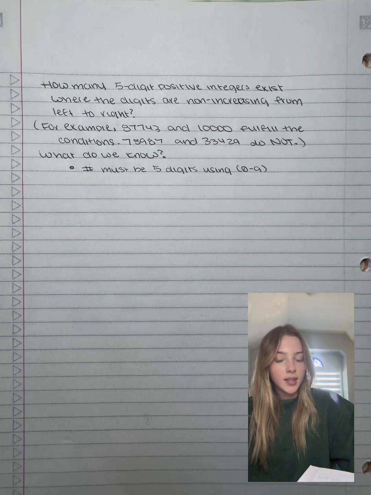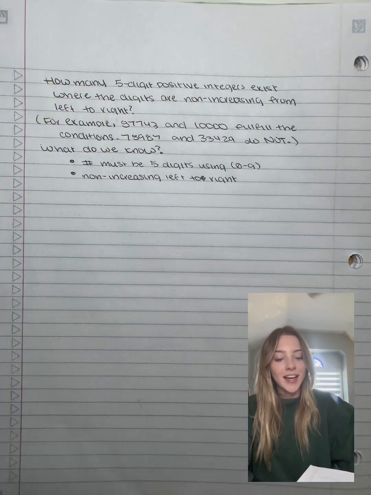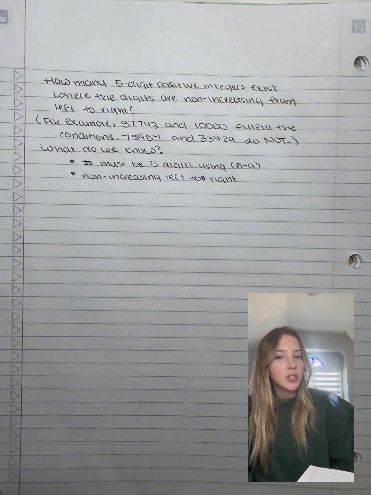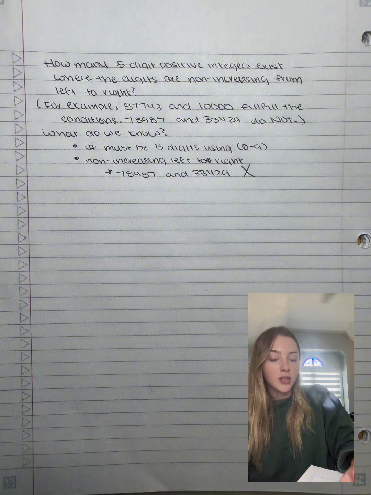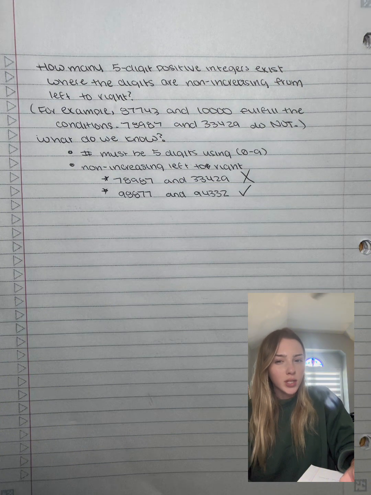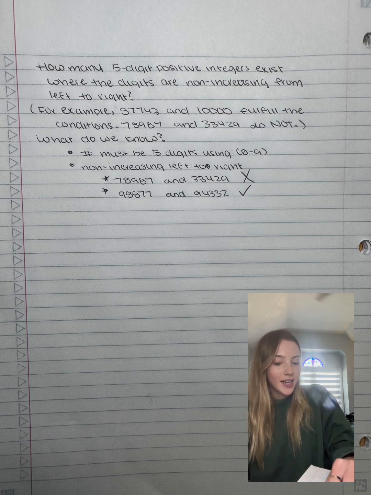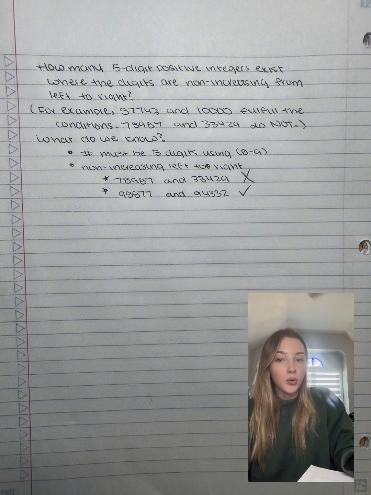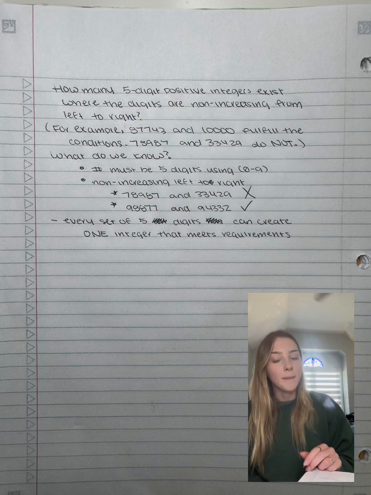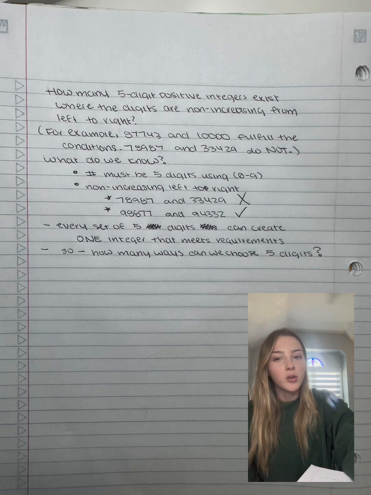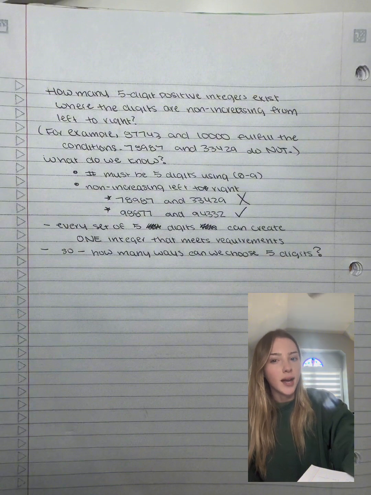Just reiterating the information from the problem, we know that the number must be 5 digits using the digits 0 through 9, and that it must be non-increasing from left to right. So let's look at the examples they gave us. 78987 and 33429 do not fulfill the requirements. We can actually rearrange these numbers so that they do. If we rearrange the first one to 98877 and the second one to 94332, they both fulfill the requirements. So we notice that every set of 5 digits can create one integer that meets the requirements. Now the real question is, how many ways can we choose 5 digits?